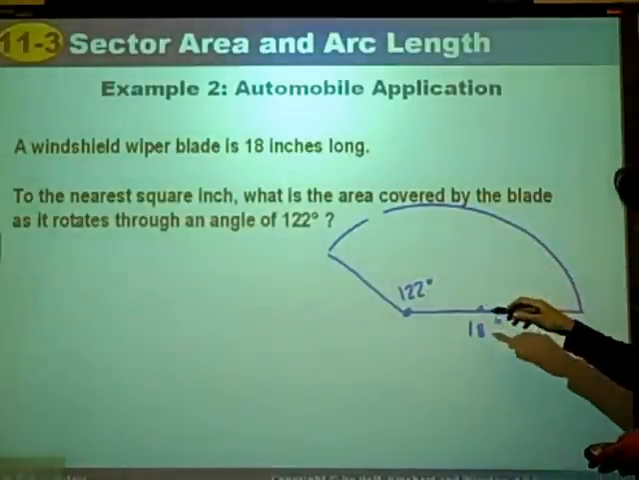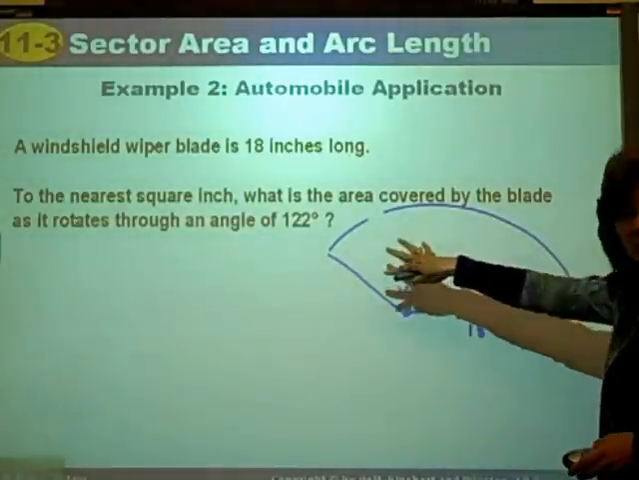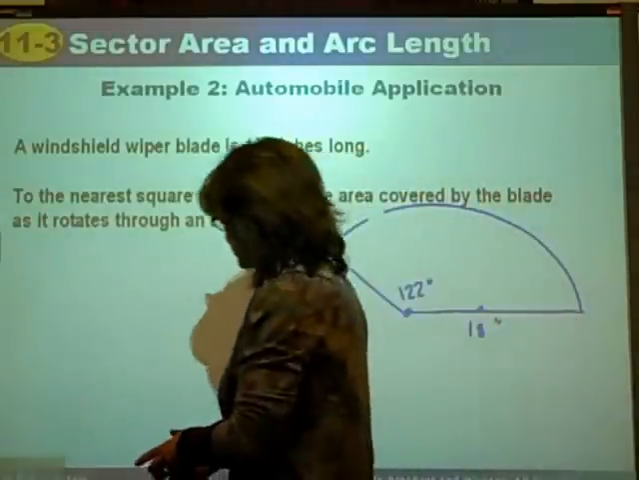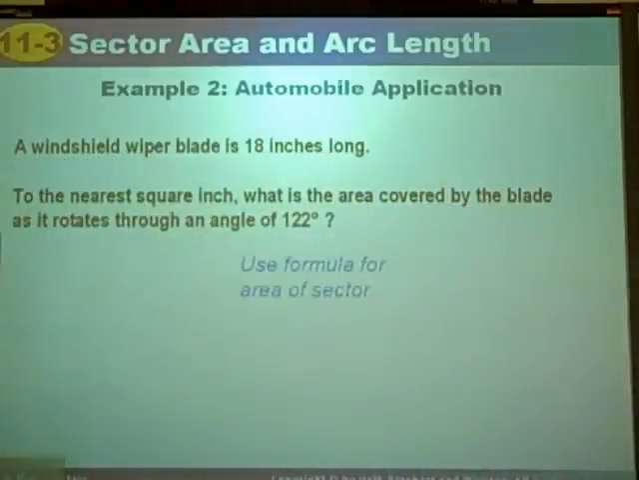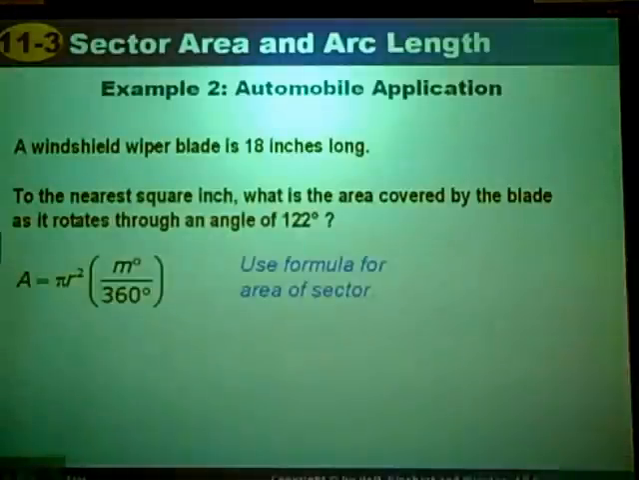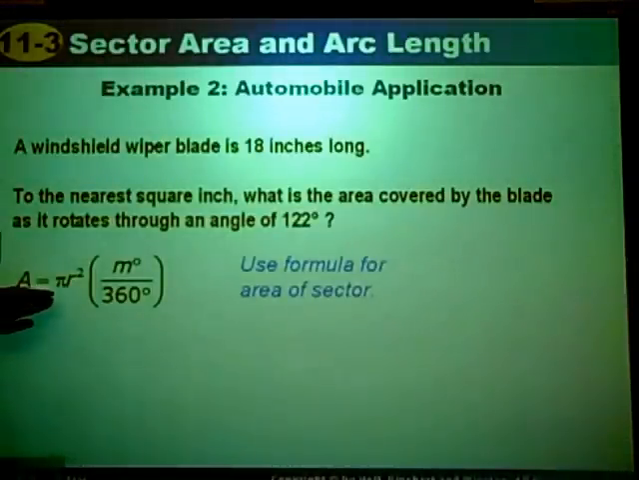So if I want to find how much of my windshield is getting covered, I can do the same thing we just did. We're going to use the formula for the area of a sector. Even though we don't see the whole circle, we know that's what it's going for. So pi r squared times the measure of the angle over 360. The angle has the degree symbol, so 122 is going to go there. The blade is 18 inches long, so that's our radius. That's what will go there.